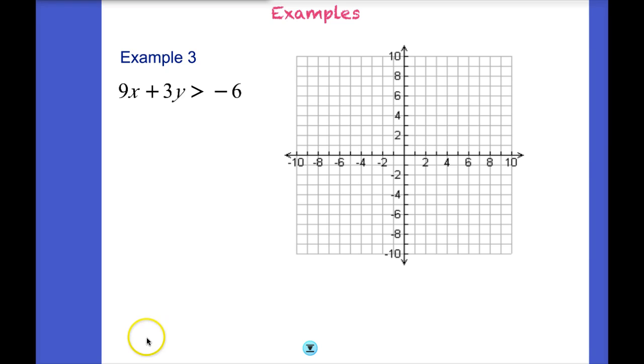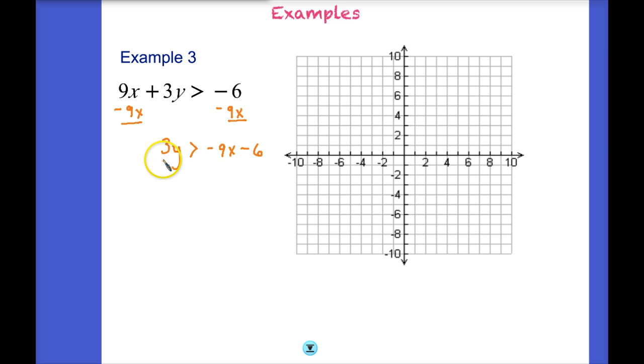Here we have an example where once again we are going to have to put it in y = mx + b form. In order to do that, I need to move the x to the other side. I have 9 x's, so I'm going to subtract my 9 x's to the other side. What I'm left with on my left side is 3y. Don't forget about my inequality sign. On my right side, these are not like terms, so I cannot combine them. I'm going to write the -9x first, and then the minus 6 behind it.